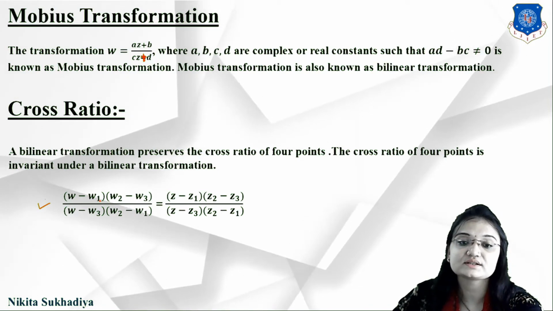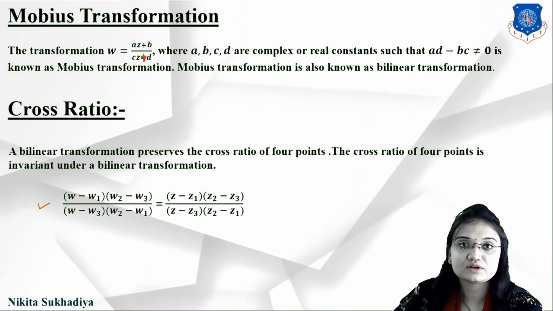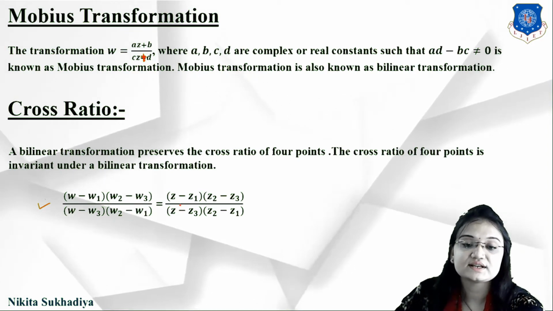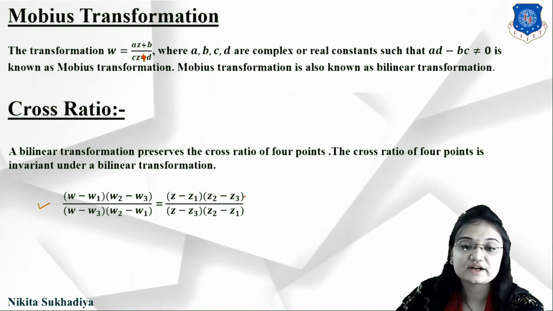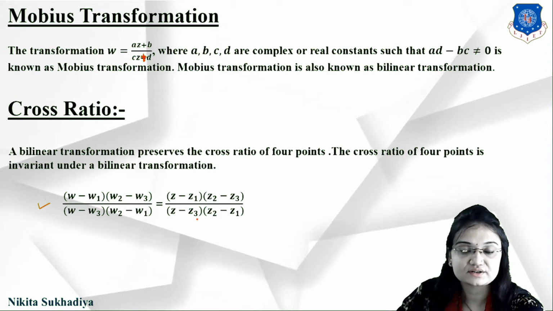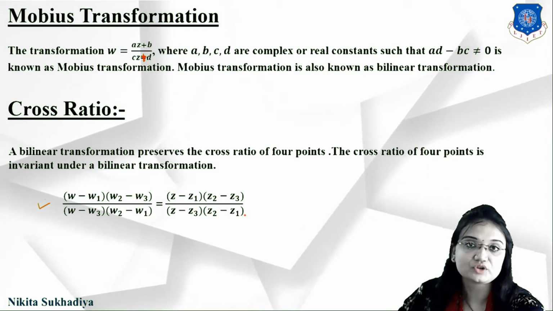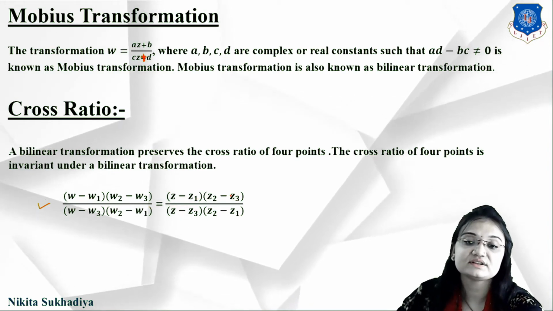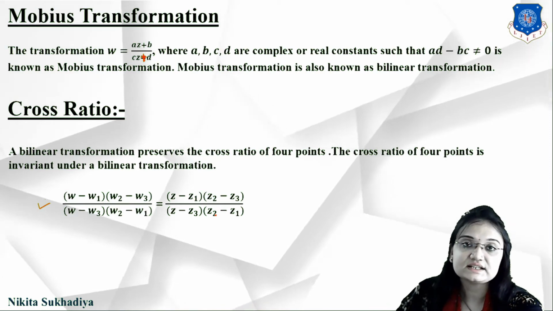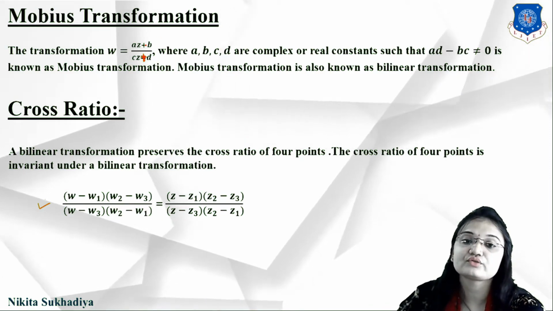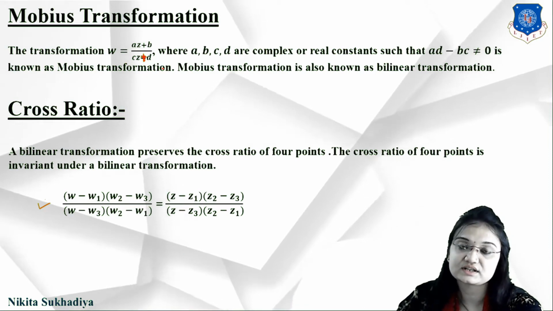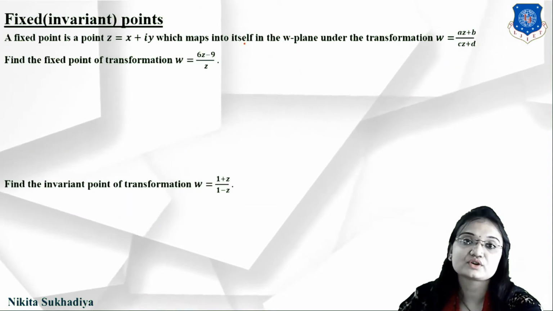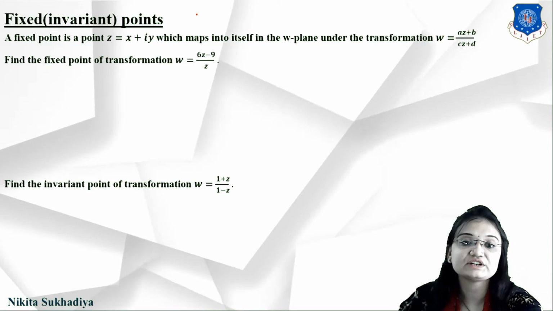It is (W - W1)(W2 - W3) / ((W - W3)(W2 - W1)) = (Z - Z1)(Z2 - Z3) / ((Z - Z3)(Z2 - Z1)). By putting the values of W1, W2 and W3 and Z1, Z2 and Z3, we will easily get the transformation in the form (AZ + B)/(CZ + D), which is called the Mobius transformation. First of all, let us understand what are fixed and invariant points.